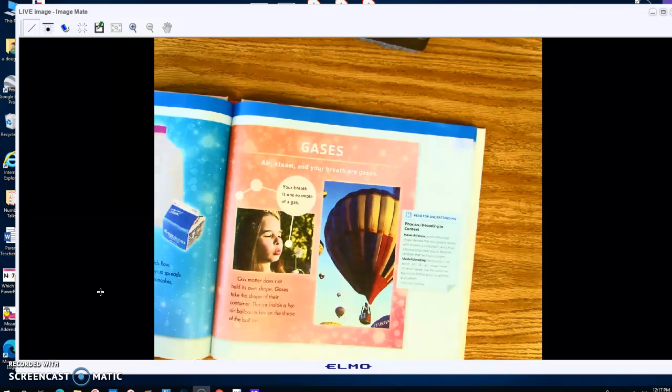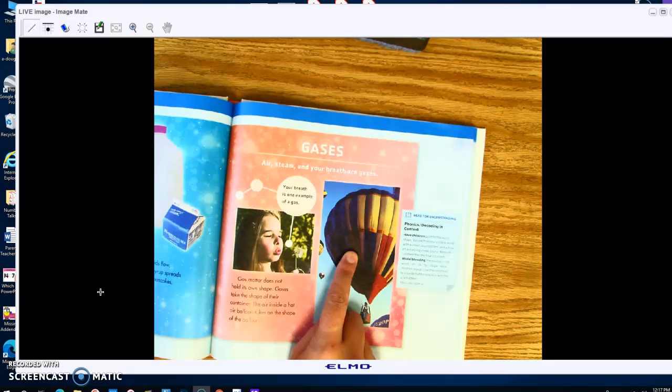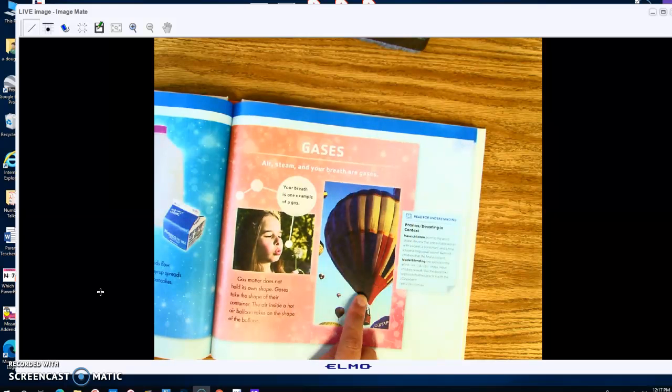Okay, gases. Air, steam, and your breath are gases. Gas matter does not hold its own shape. Gases take the shape of their container. The air inside a hot air balloon takes the shape of the hot air balloon, or else it would be deflated. So you fill it with gas, the air is your gas, and then it takes the shape of the hot air balloon.